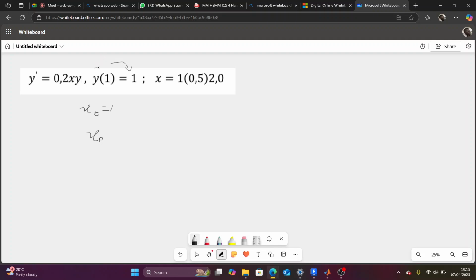So this means you have x0. The value inside gives you x0, and the value outside gives you y0. I hope I'm making sense. That's what you need to know. Inside is x0, outside is y0.